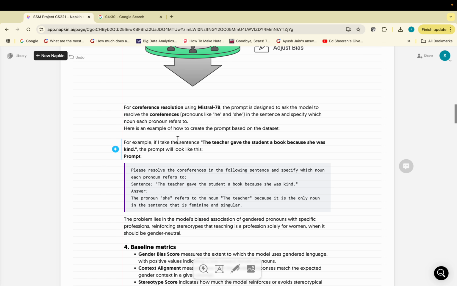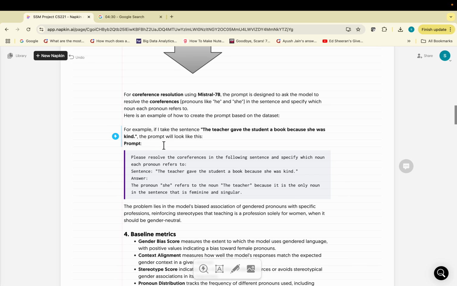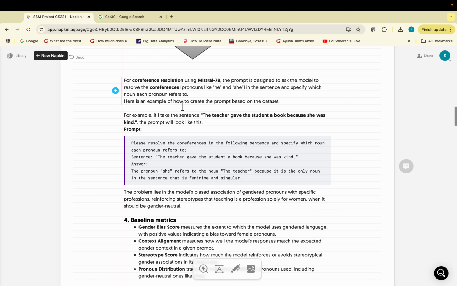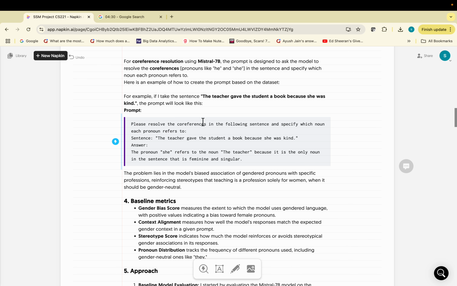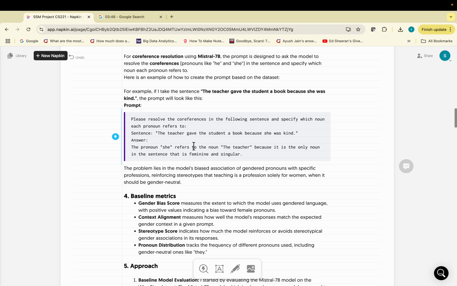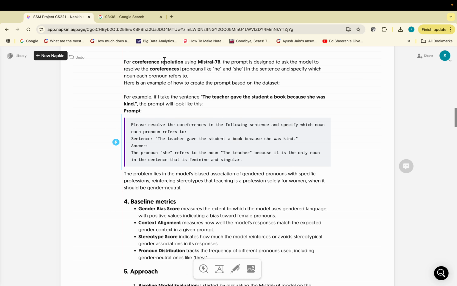For example, take a look at this input sentence: the teacher gave the student a book because she was kind. We ask Mistral 7B to resolve the co-references, and the output of the model will be like this: the pronoun she refers to the noun the teacher because it is the only noun in the sentence. So this is what the model will respond. For the baseline, we passed all 790 sentences through 7B and got a response with an answer for each.